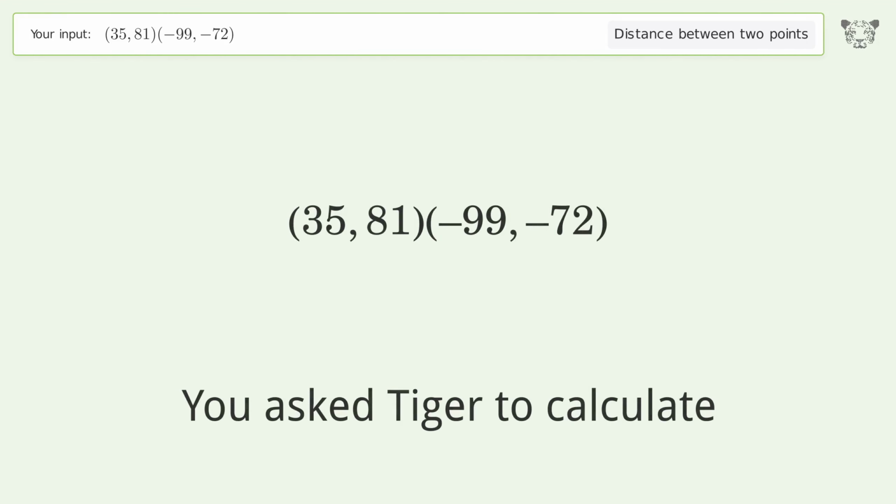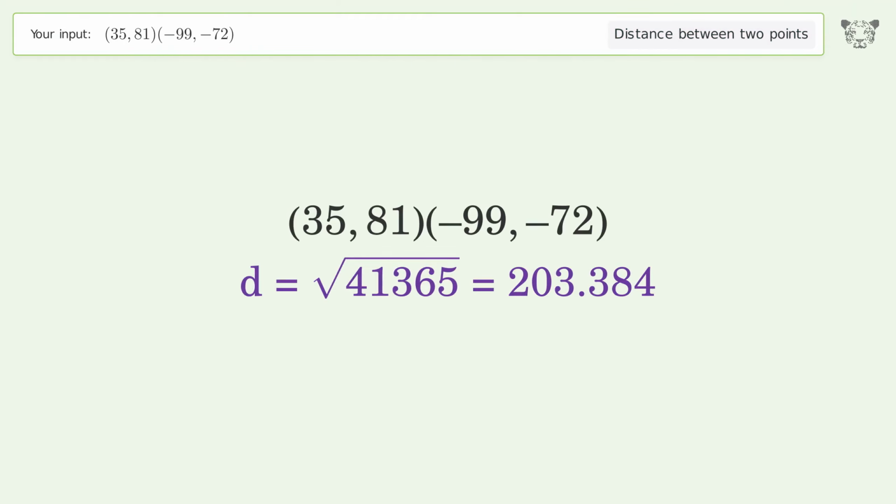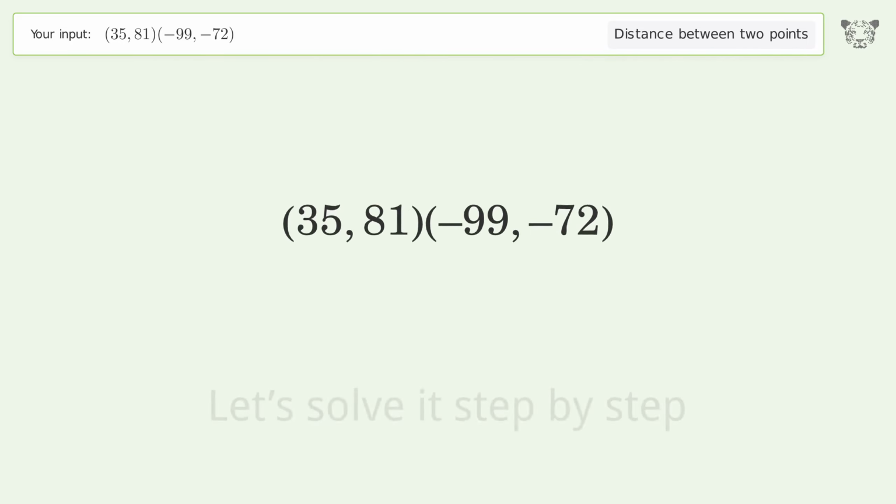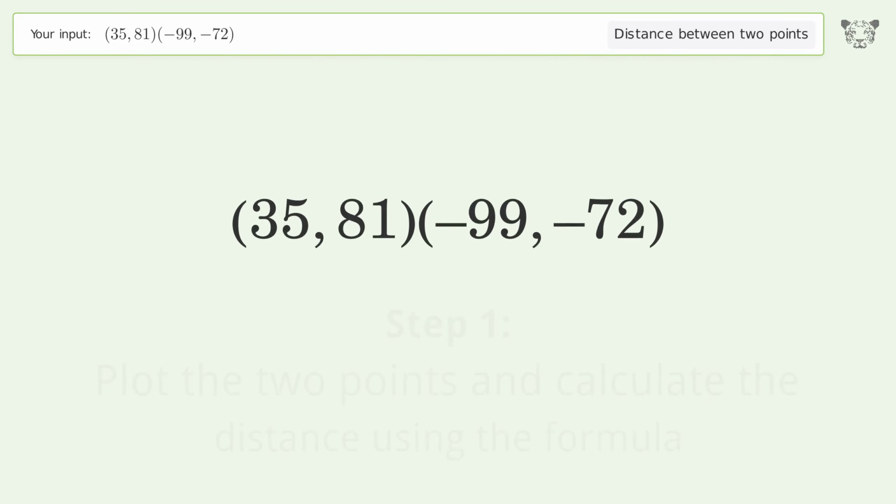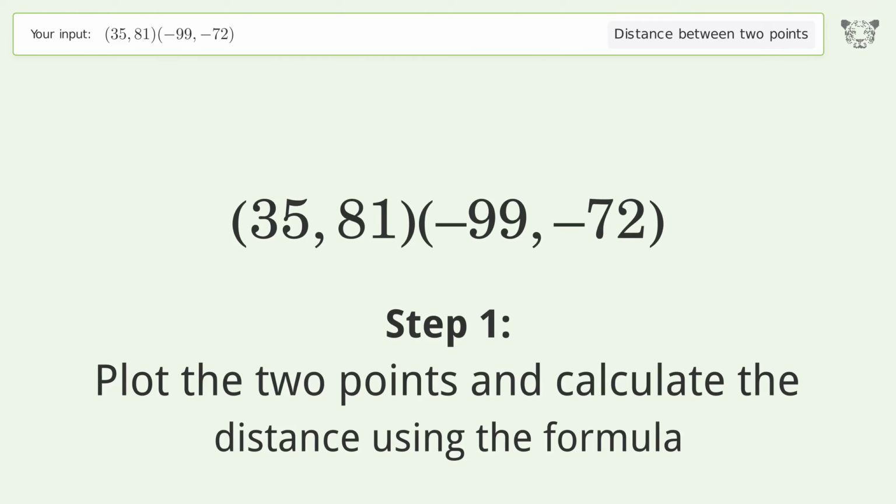You ask Tiger to calculate the distance between 2 points. The distance between the 2 points is the square root of 41,365 or 203.384. Let's solve it step by step. Plot the 2 points and calculate the distance using the formula.